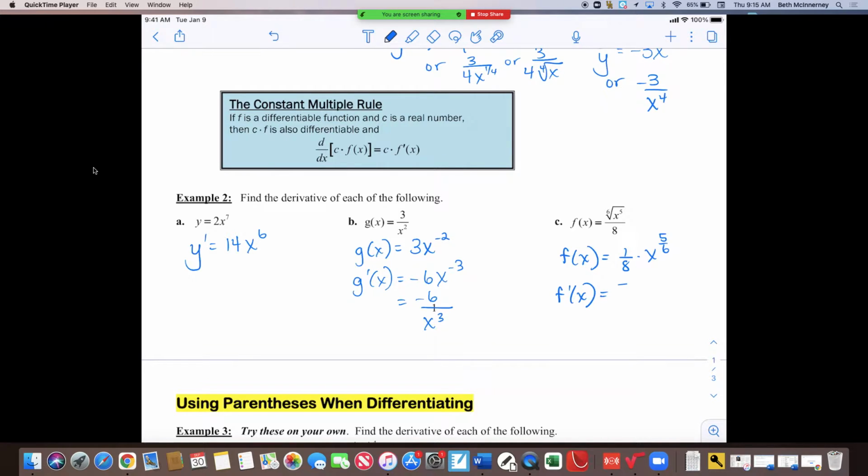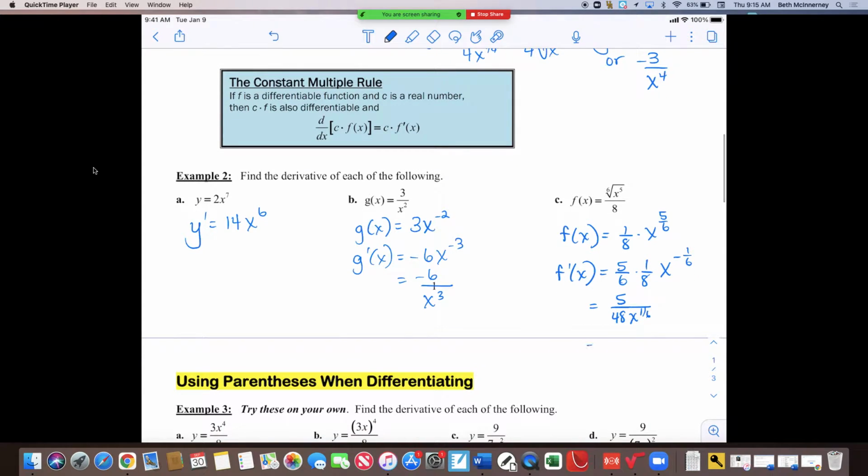And if it helps, maybe do this. Like maybe if it's too much mental work for you, you can do this. You can literally write the power in front and do 5/6 times 1/8, because sometimes you're going to have some fraction reducing to do. So that is what, 5 over 48. Oh, and let's put that x to the 1/6.